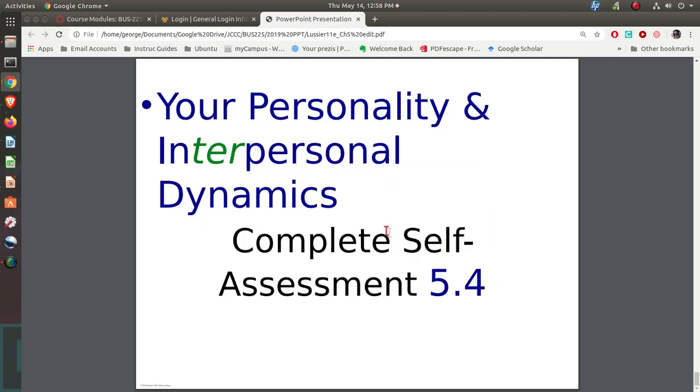You also have another self-assessment, 5.4. Go ahead and complete that. It will give you a little bit more background on your preferences and things. So that's it for this chapter. If you have questions, give me a shout.